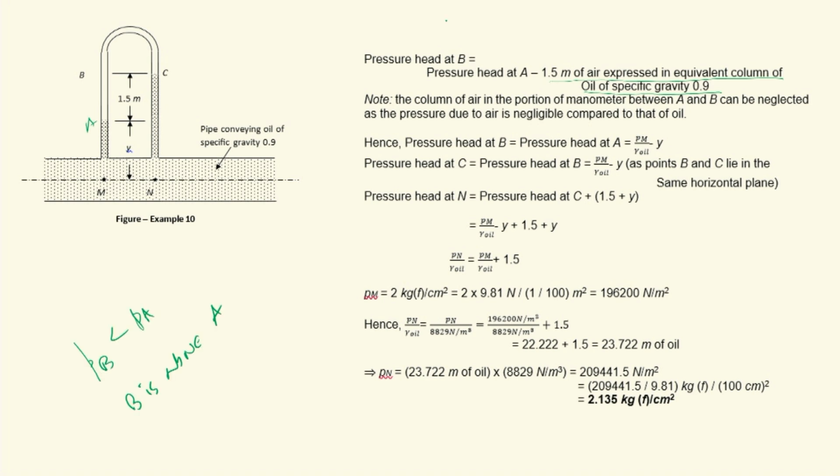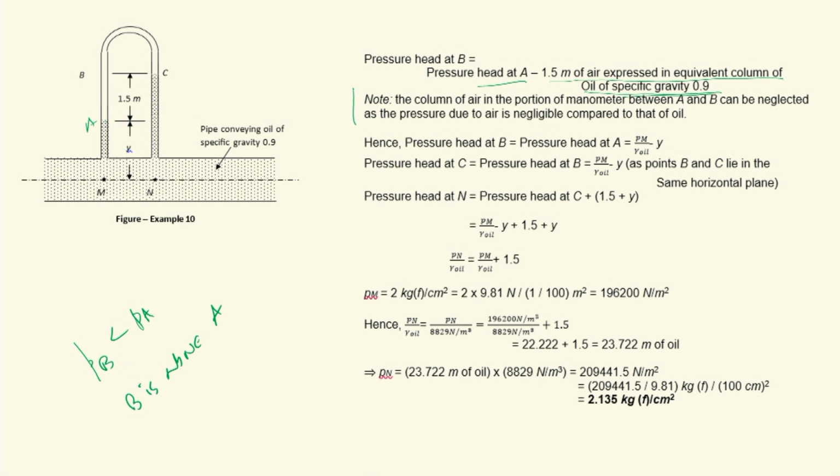So, pressure head at B will be less than pressure head at A, that is PB is less than PA, because B is above A. So, what is pressure head at B? Pressure head at B is equal to pressure head at A minus 1.5 meters of air column between A and B, which has to be converted into equivalent column of oil of specific gravity 0.9, because we are expressing all pressure in terms of equivalent columns of oil of specific gravity 0.9, which is flowing through the pipeline.